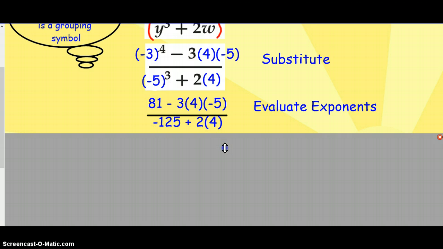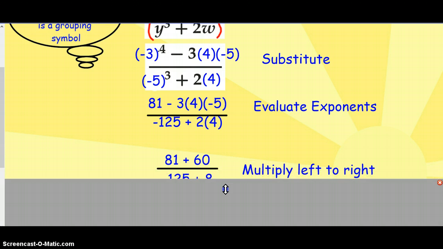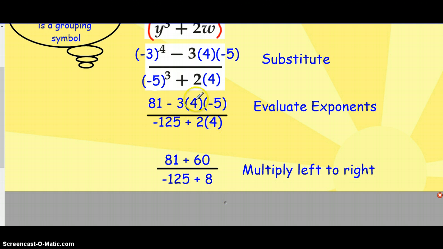Then we do our multiplication and division left to right. So here in the numerator we have these 3 things multiplied together. This is a -3 times 4, which is -12. Then -12 times -5 is +60. So that's where that 60 comes from. And we do our 2 times 4, which is 8.